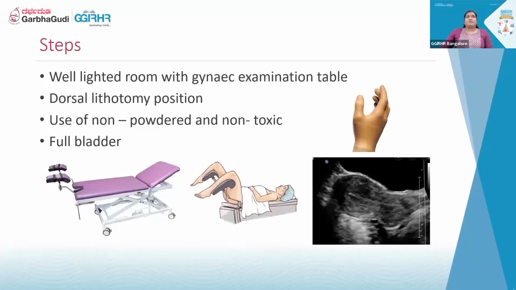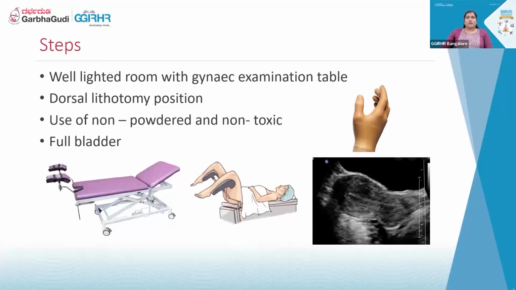Steps. The IUI room should be a well-lighted room with a gynecological examination table for the patient to be placed in dorsal lithotomy position. We should use non-powdered and non-toxic gloves to avoid damage to the gametes. The patient should have a full bladder.